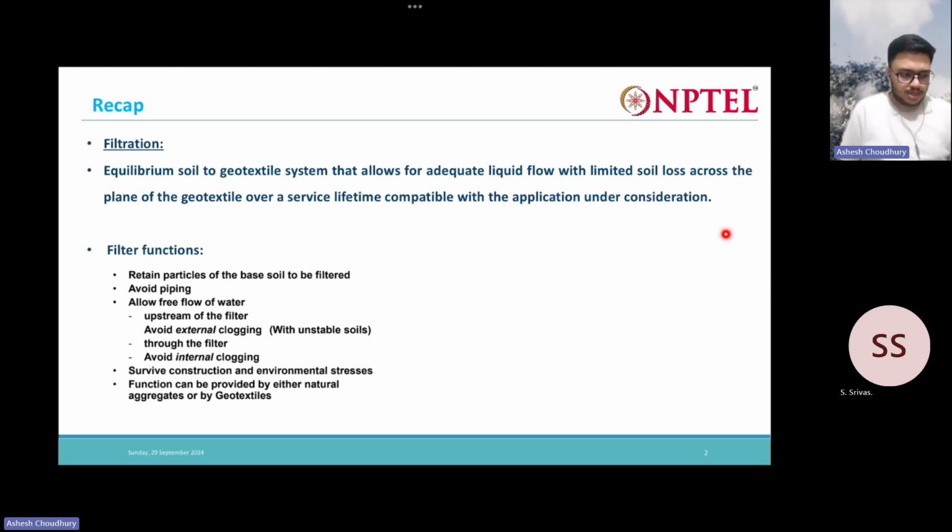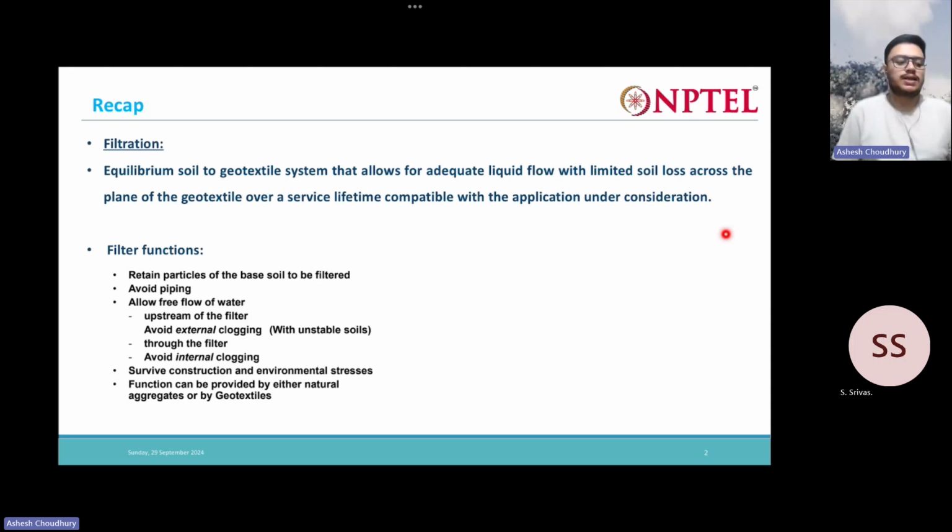Okay, so let us start slowly. So what is filtration? Filtration is that property where you allow the fluid to pass, but you arrest the movement of the soil through it. All right, so you are allowing the liquid to pass, but you are preventing the soil grains from passing through it. Okay, so that is filtration.